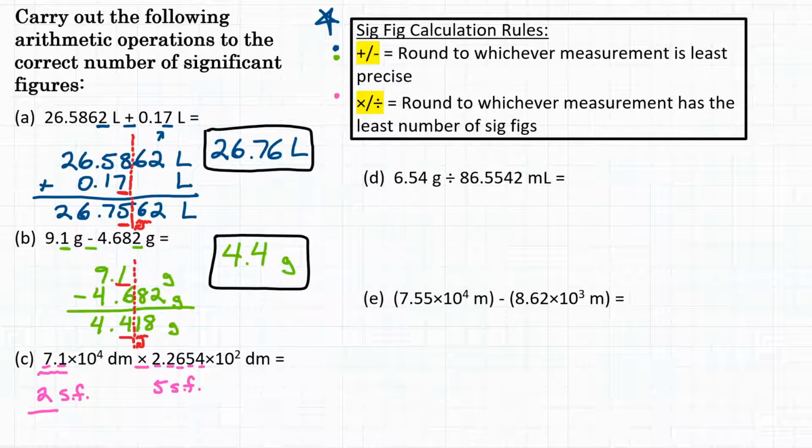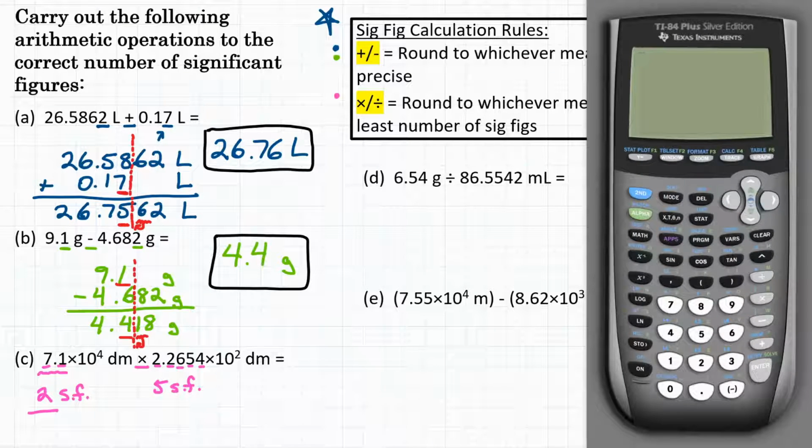So let's plug this in our calculator and see what we get. So we're going to take 7.1, and then I like to use the EE button. So I'm going to hit second and then the comma, which is the EE button for TI-84 or Texas Instruments calculator. So that EE means times 10 to the, so I'm going to put 4. So I have 7.1 times 10 to the 4th. Then I'm going to multiply by 2.2654. Again, I'm going to get the EE button or second comma on my calculator, and that is to the 2nd power, and then hit enter. So we get this great big number, 16084340. So that is our answer that our calculator gives us, but it is too precise.